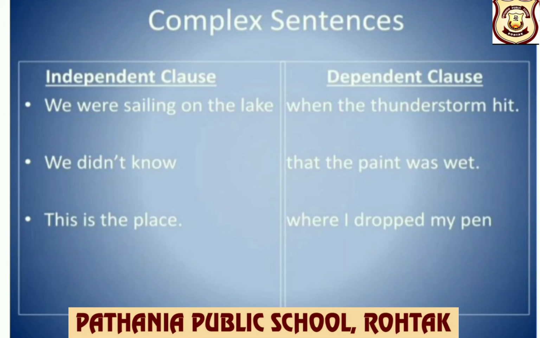Let us discuss some more examples of complex sentences, children. Independent clause: we were sailing on the lake. Dependent clause: when the thunderstorm hit. Independent clause: we didn't know. Dependent clause: that the paint was wet. This is the place, independent clause. Where I dropped my pen, dependent clause.